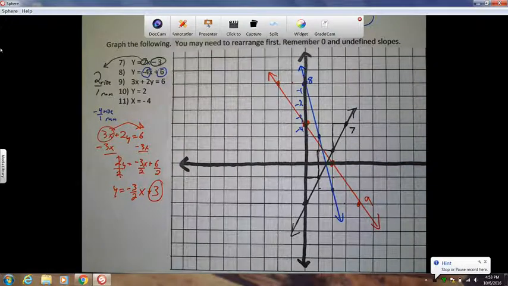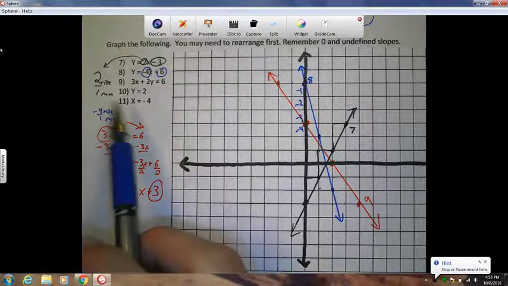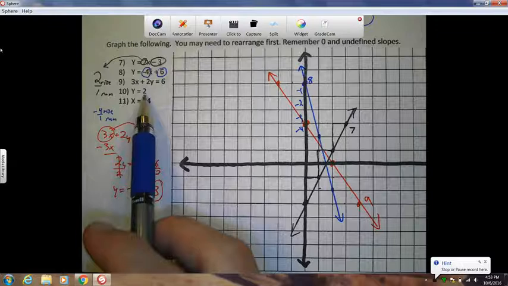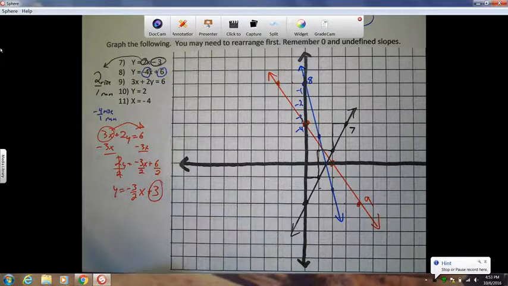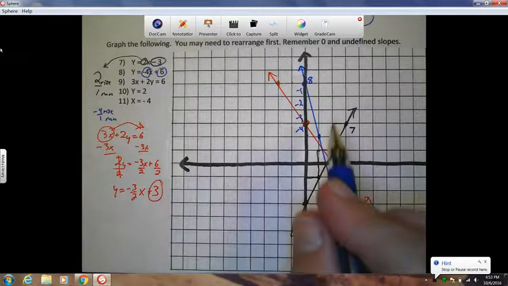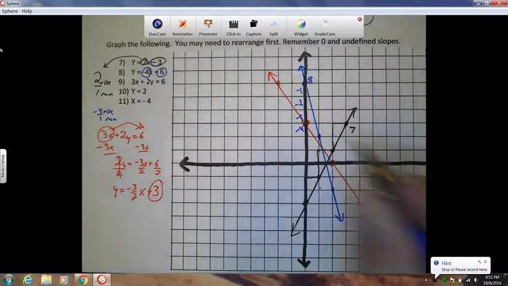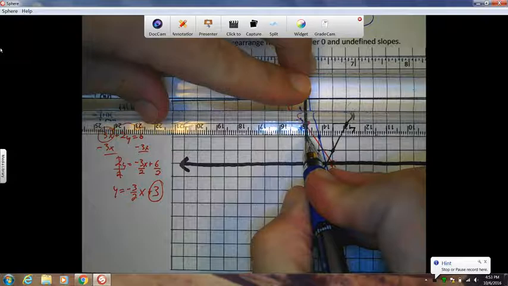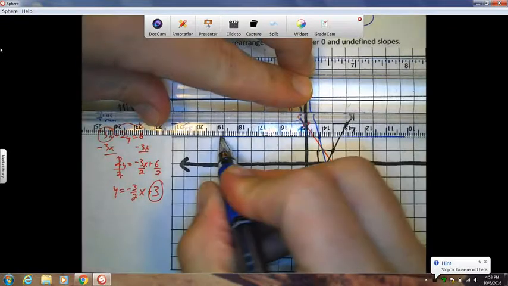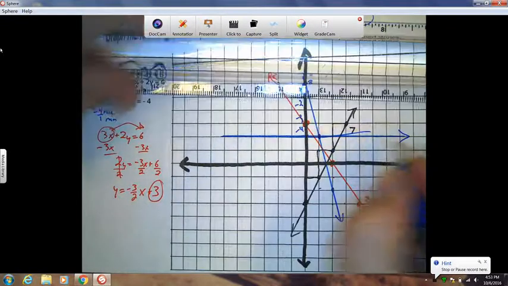The last two are ones that I hope you have memorized already, and you know how to do those really without thinking. Number 10, it has y equals 2. There's no x. So that means there's no slope. It's a zero slope. So that means it's going to be a horizontal line crossing the y-axis where y equals 2. So it looks like that. It has no slope. It doesn't go up or down. It's flat.